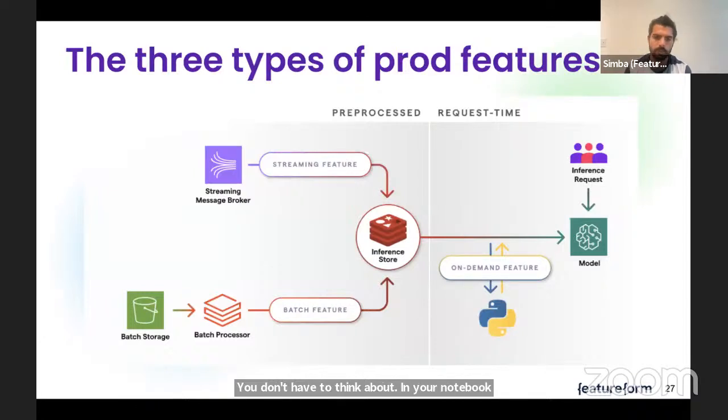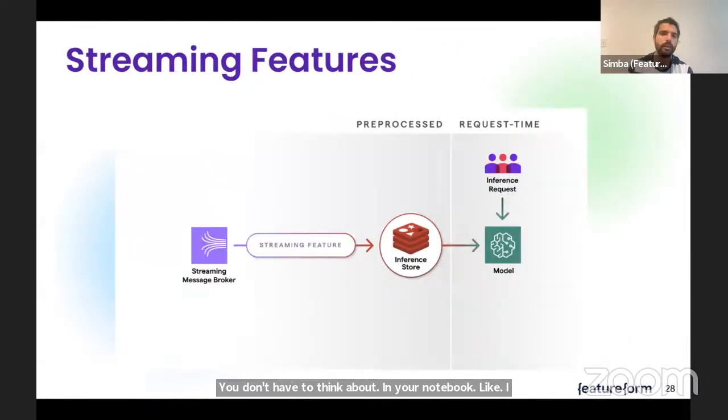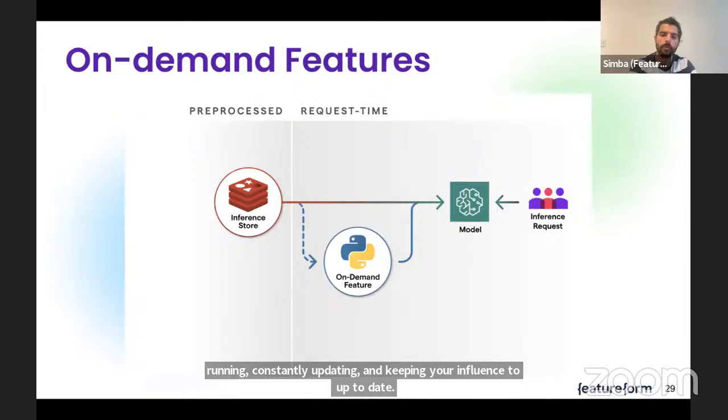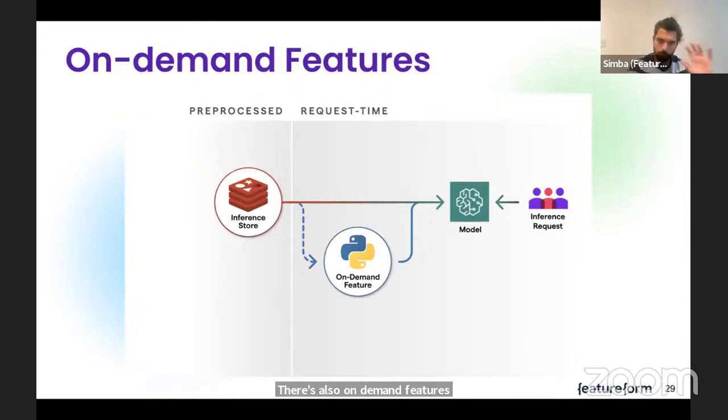Like I mentioned, there's streaming, batch, and on-demand. With streaming features, you end up in situations where, unlike with a batch feature or when you're experimenting, your data set is static. In streaming, you need to have a job that's constantly running, constantly updating, and keeping your inference store up to date. There's also on-demand features. There's also batch features as well, which we kind of all understand, so I kind of skip over it.